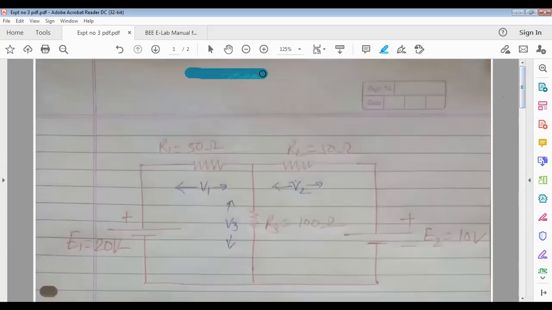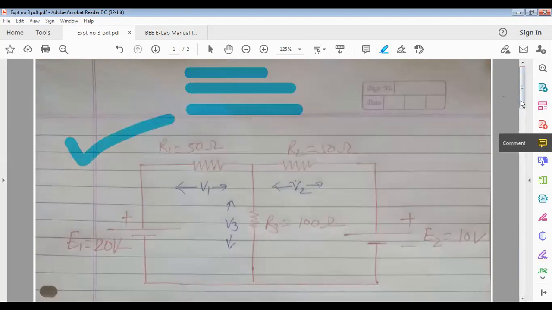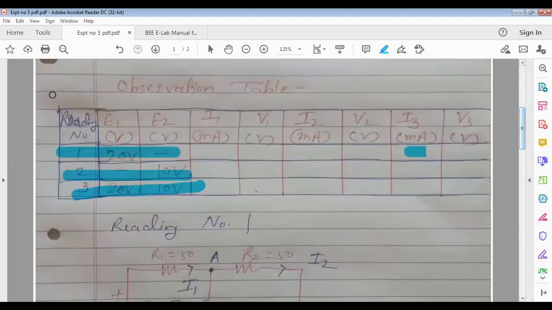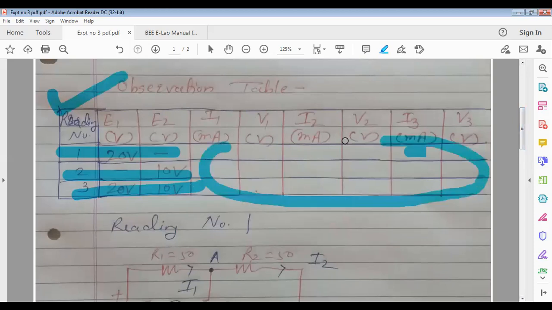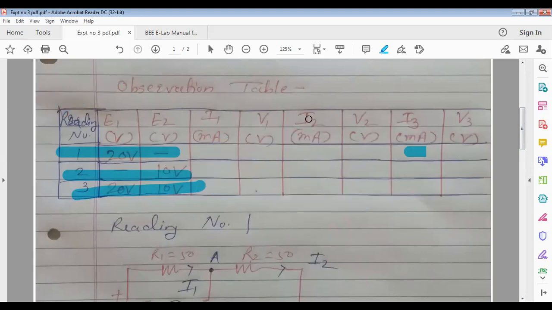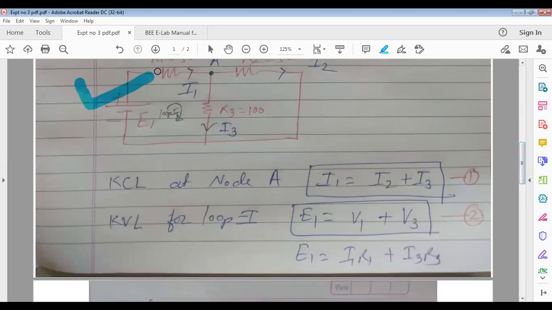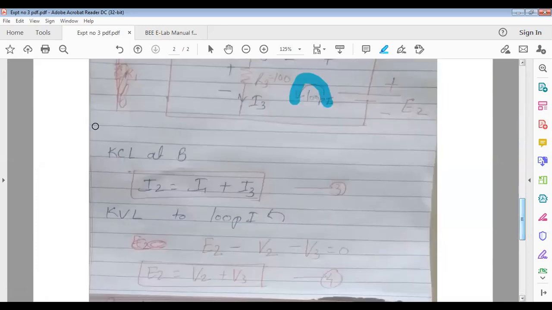So this complete sheet. At the upper one, write your name, roll number and batch. Draw the circuit. Below it, the observation table. Design the circuit using simulation software. Write down all 18 values. Current you have to write in milliampere, and voltage in volt. Then draw the first circuit, KVL KCL equation. Draw the second circuit, KVL KCL equation.